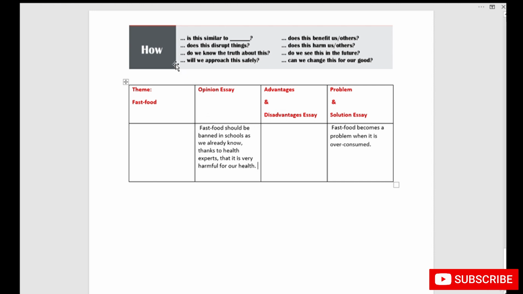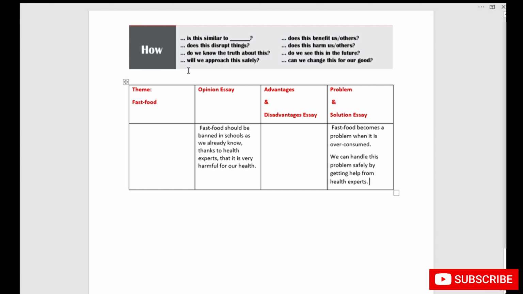And let's look at this question. How will we approach this safely? It can go to your solution part where you are offering solutions. We can handle this problem safely by getting help from health experts.